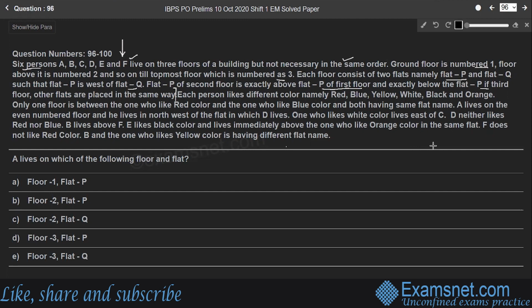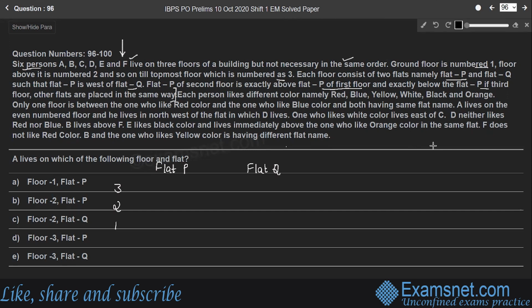So up to here we'll consider first. So there are three floors. So topmost floor is third floor, below that second floor and the first floor. So each floor consists of two flats. So we'll consider flat P and flat Q such that flat P is west of flat Q, right?